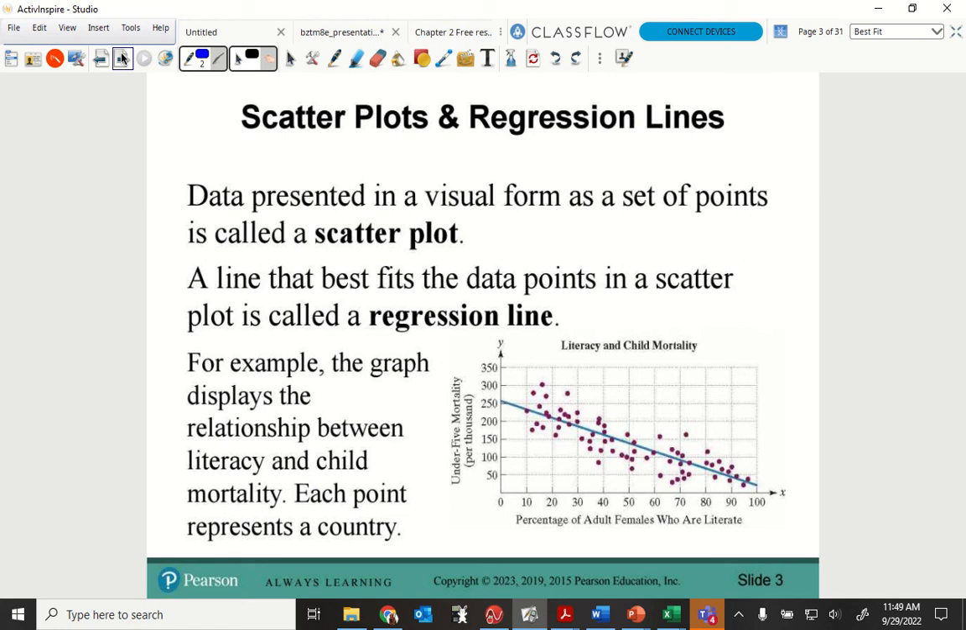Scatter plot. Where do you think we're going to do that? In the calculator, right? See this scatter plot? It's a whole bunch of dots, right? And a linear regression is a line that tries to best fit all those dots. So it should be going in the same direction as those dots. So that is a linear regression.